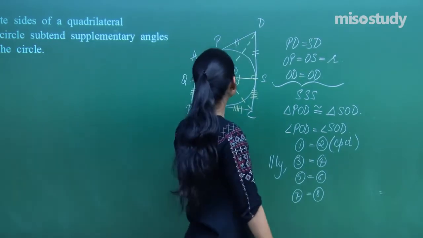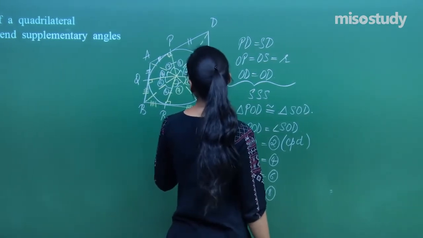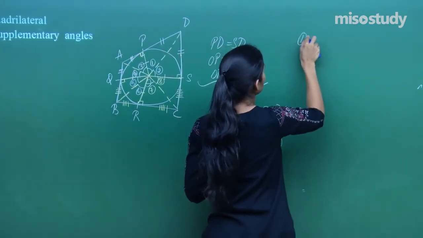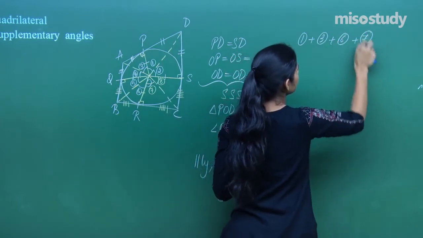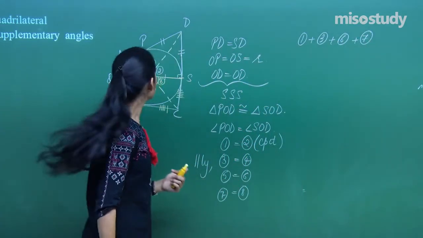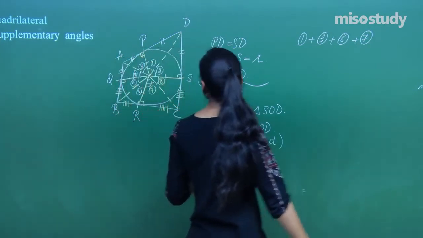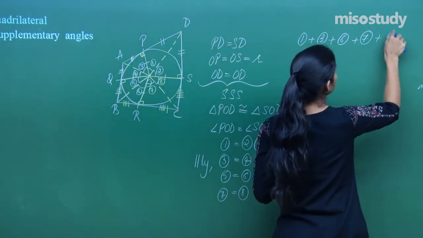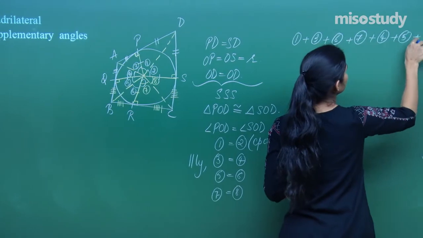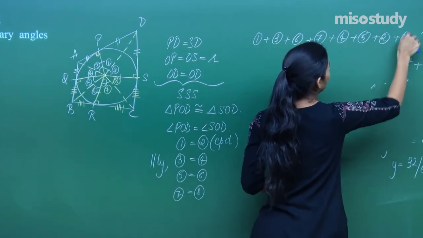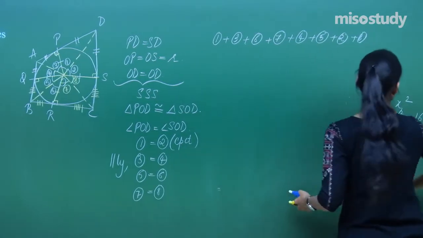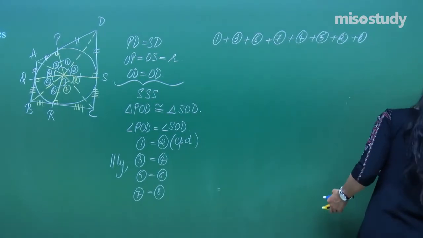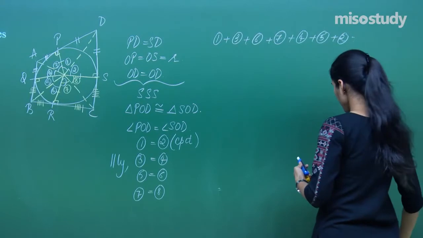Now, how do I prove this? If I consider 1 plus 3 plus 6 plus 7 plus 4 plus 5 plus 2 plus 8, everything I am adding. Actually, I am adding all the angles, 1 plus 2 plus 3 plus 4 plus 5 plus 6 plus 7 plus 8. I am adding all the angles. Why I am adding? This is 8.